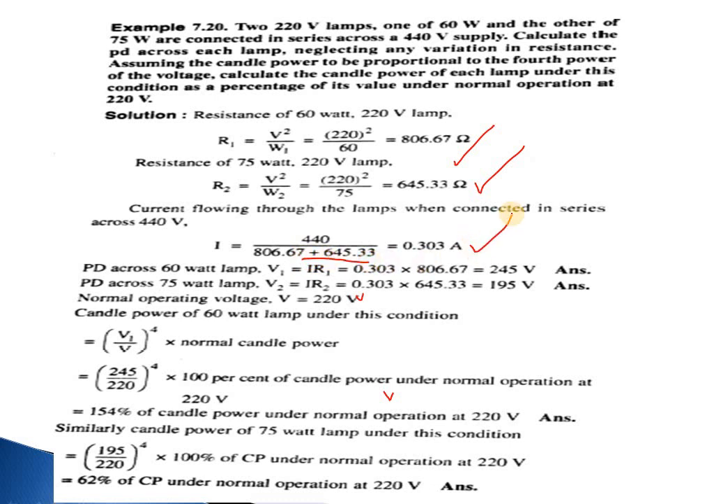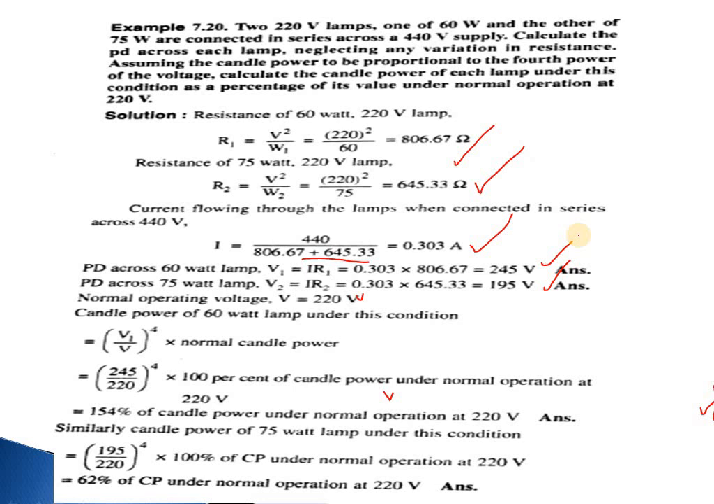Now definitely the potential difference across the 60 watt lamp will be, as per Ohm's law, V equals IR. So it will be I into R1, the resistance we have calculated, and the potential difference across the 72 watt lamp will be this one. In that way we can calculate the potential difference across both lamps.